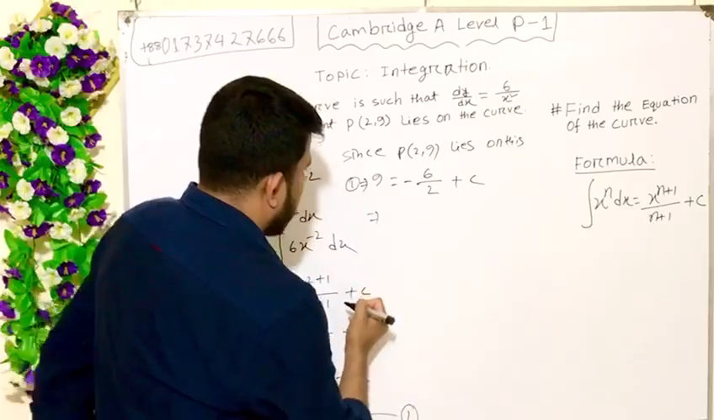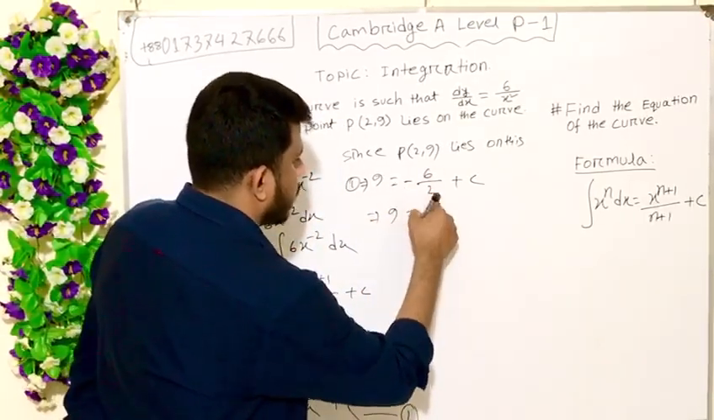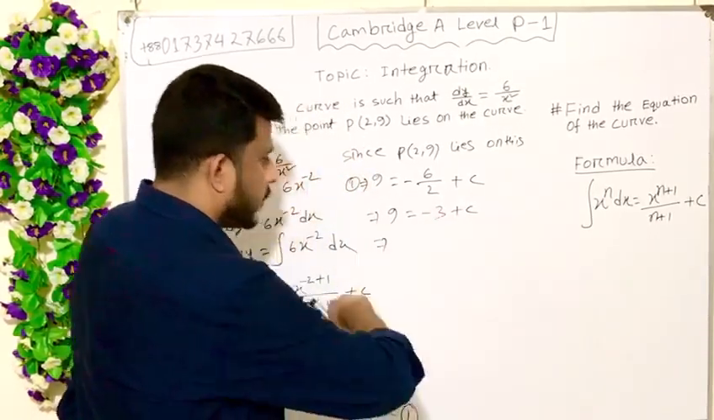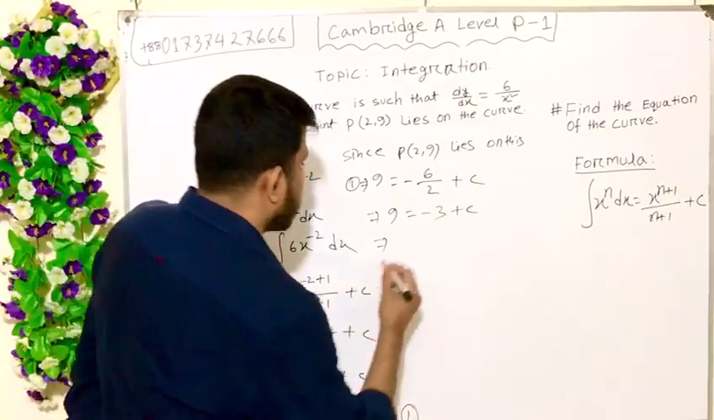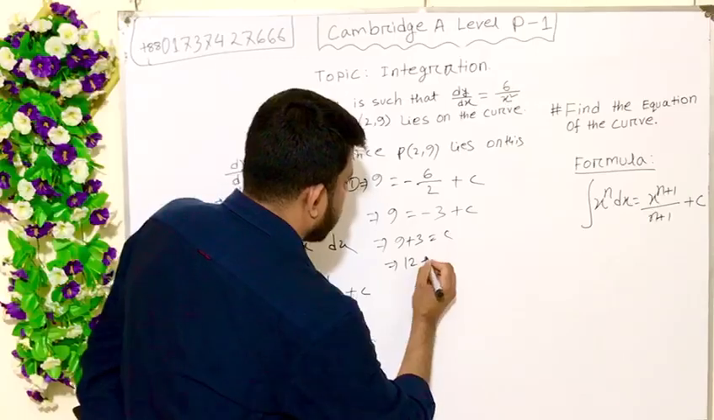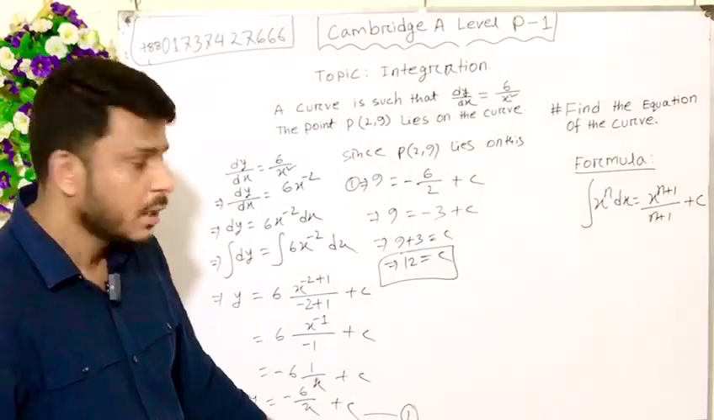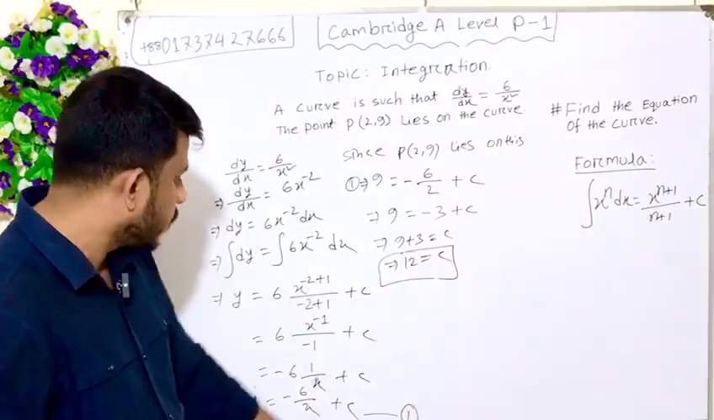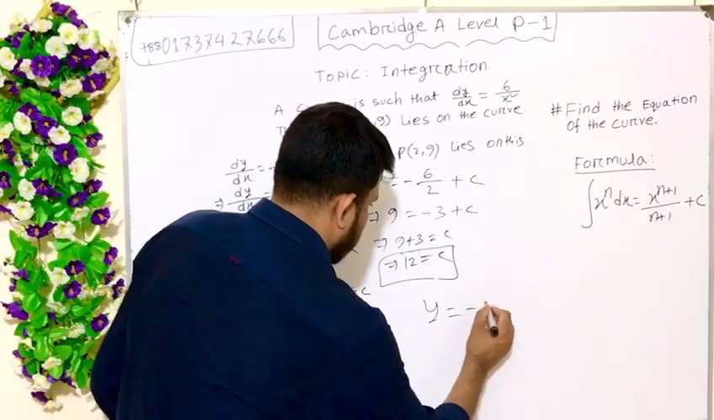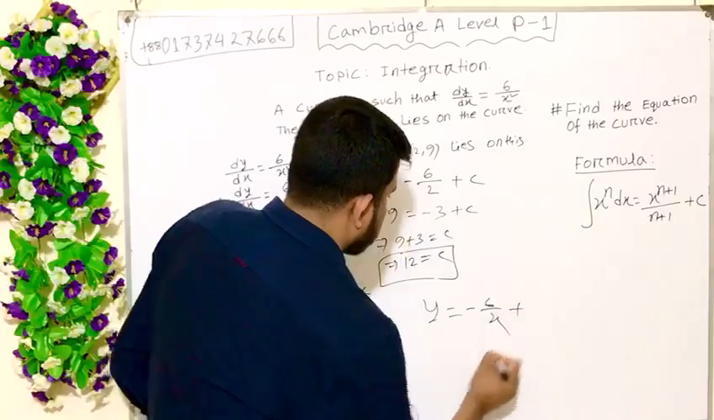Okay, and then this is 9, you just copy, and minus 6 by 2, it will be minus 3, and this is plus c. Okay, so if I transfer this minus 3 to the left side, it will be 9 plus 3 equals c, it will be 12 equals c. That means the constant value is 12. Okay, now we're gonna input this c value in equation number 1. Okay, so y equals minus 6 by x, and plus c means 12.